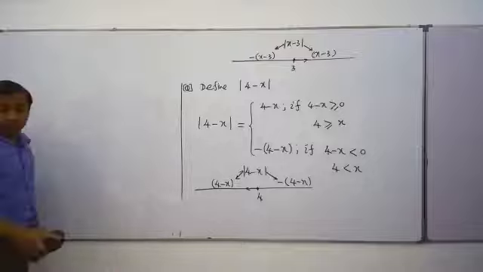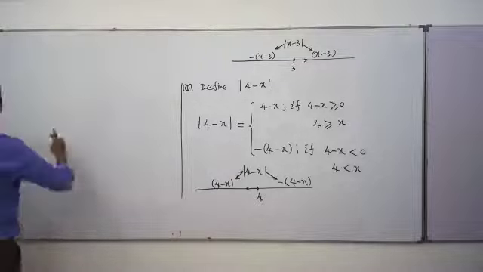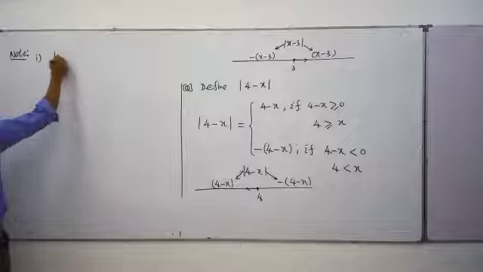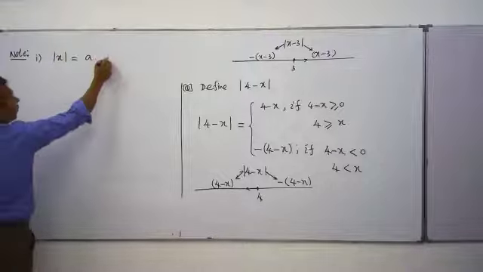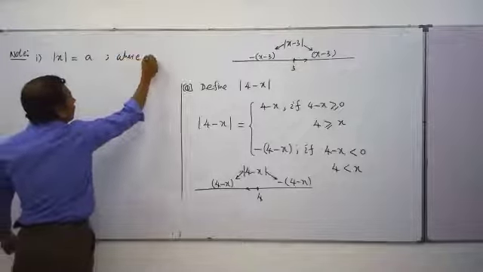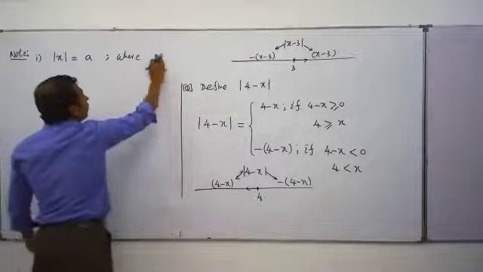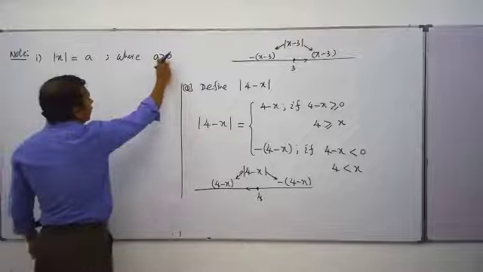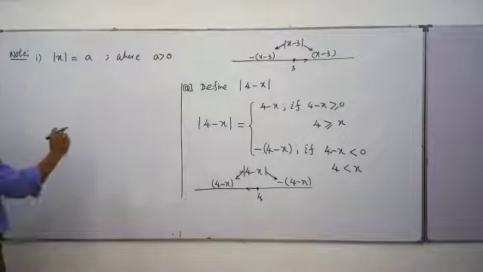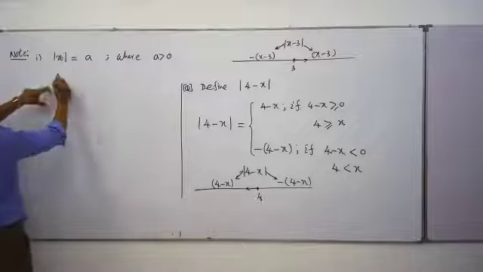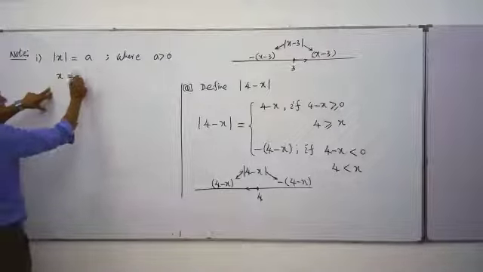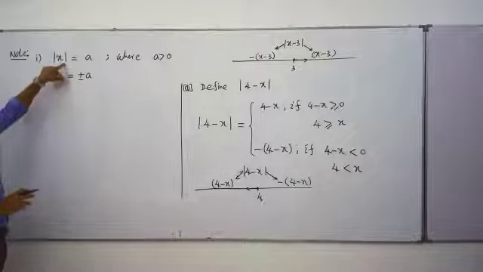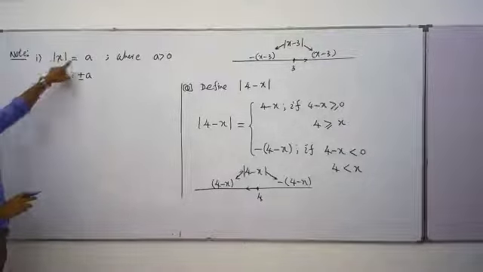Right. Now, first thing is this. You can write that as a note. First one: mod x equals a, where a is greater than or equal to 0. We'll take only greater than 0; the equal 0 case is also correct. Now we can take the value of x. You can write x as plus or minus the right hand side. This mod we can eliminate, and we take the answer for x as plus or minus the right hand side.